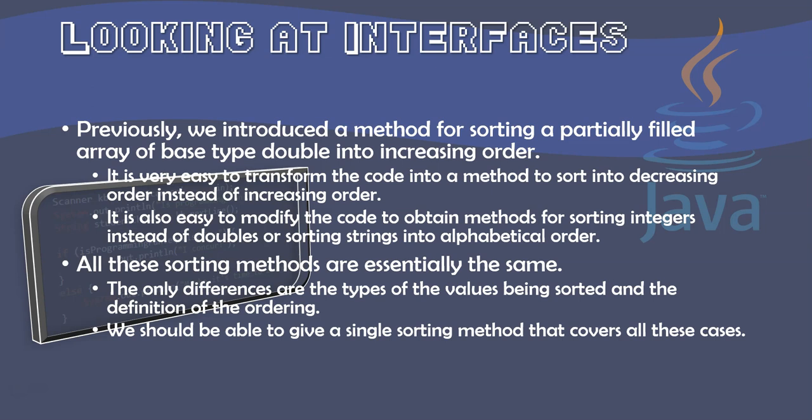Now, at the root, all these sorting methods are essentially the same. The only differences are the types of values being sorted and the definition of ordering. So is it going smallest to greatest, greatest to smallest, etc. Therefore, if we think about this, we should be able to give a single sorting method that covers all these cases because they're ultimately doing the same thing. We should find a way that we can generalize this. The Comparable interface actually will let us do this.